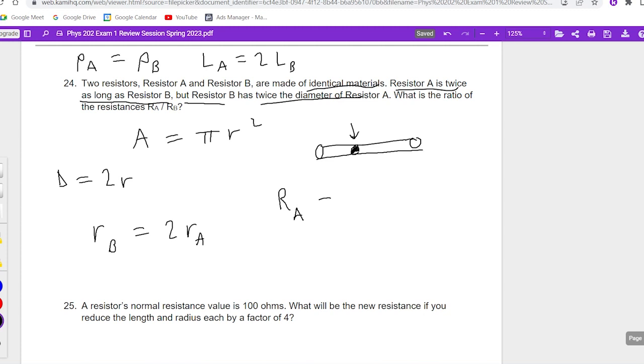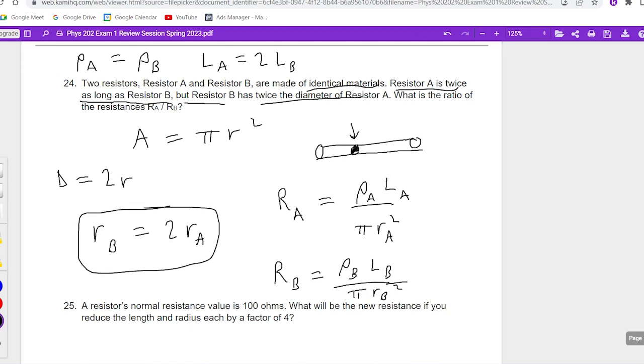So resistance RA, we're going to use the resistance equation, which is rho L over A, which again, the area is pi r squared, like I said. I'm also going to replace all of these variables with the A subscript here because I'm saying that all of these belong to A. We would then do the exact same thing with B, by the way. RB is going to equal rho B LB over pi RB squared. And this is the reason why I wrote this, because now I'm going to be plugging into both of those equations.